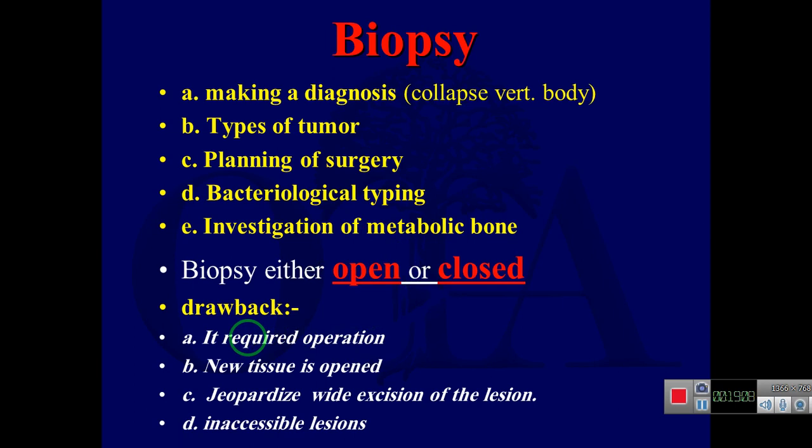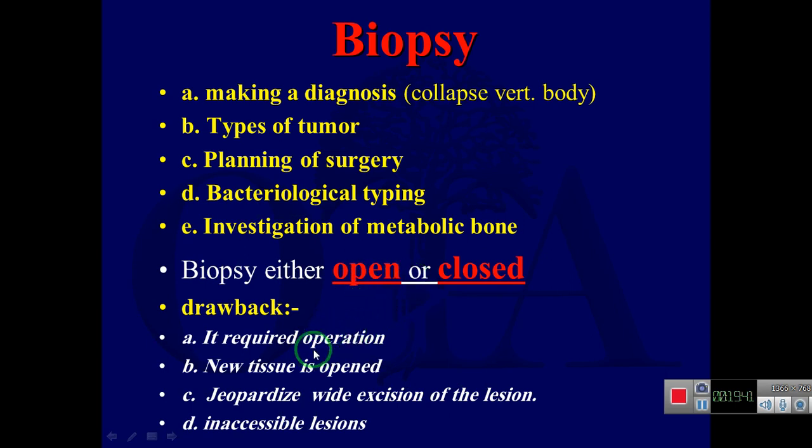The closed type, using a needle or trephine needle, is the procedure of choice except when the lesion cannot be accurately localized or when the tissue consistency is such that a sufficient sample cannot be obtained. While open biopsy is done with exposure of the lesion and excision of a sizable portion of the bone. But it has several disadvantages.